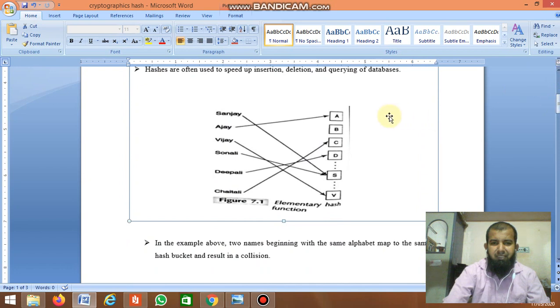See this example here. Sanjay, this is the input. This is the output. These are the map values. Here the input Sanjay maps to S. The starting letter of Sanjay is S, so it maps to S. And Ajay, the starting letter is A, it maps to A. Vijay, V maps to V. Sonali maps to S. Like this. Clear? Okay, this is the mapping.